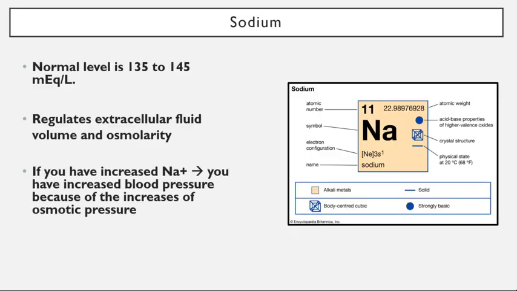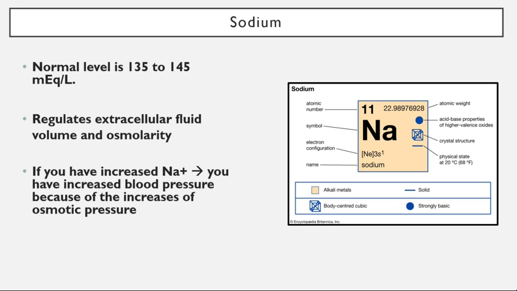All right, and then the last concept is sodium. How many more slides have we got left? Oh, a good bit. So what I just want y'all to know here is normal levels are between 135 to 145 milliequivalents per liter of sodium. So if you get outside of that, that's going to be your hyper and hyponatremias.